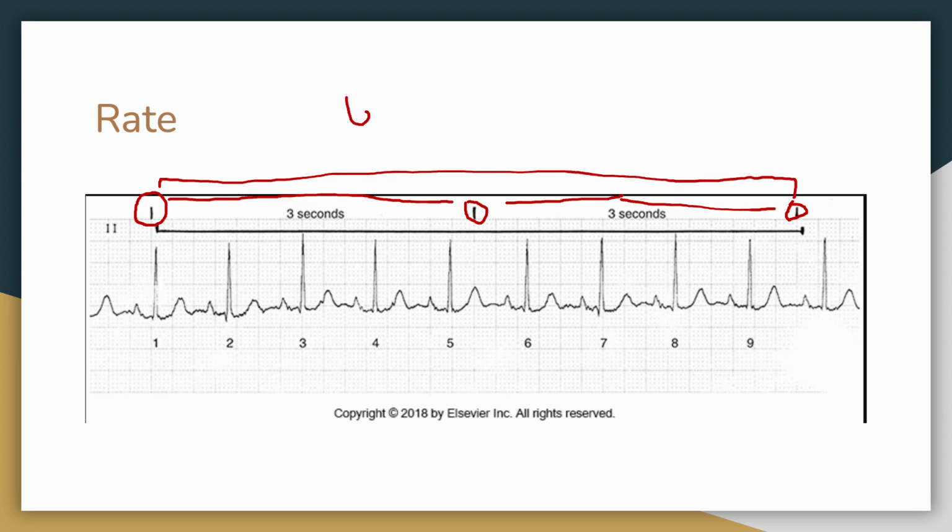So this is a 6-second strip. All you do, if the rhythm is regular, and this is a nice regular rhythm, is count the number of QRSs and multiply by 10. So this heart rate is 90, because there's 9. You wouldn't count this one because it's outside. You only count the ones inside the 6-second strip.